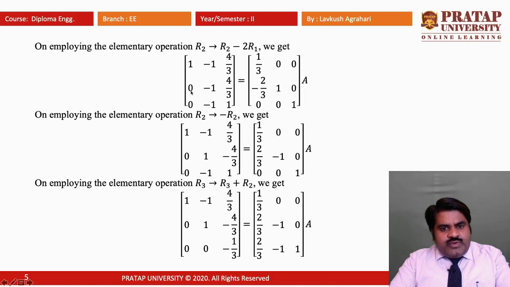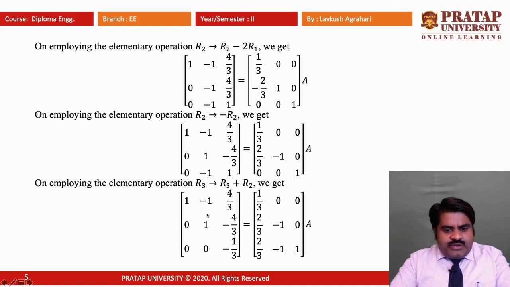Now to make an identity matrix on the left hand side, the element A22 must be equal to 1. For this, we have to multiply row 2 by a minus sign. On multiplying the second row by minus sign, we have the elements 0, 1, minus 4 by 3, and the elements on the right hand side are 2 by 3, minus 1 and 0.